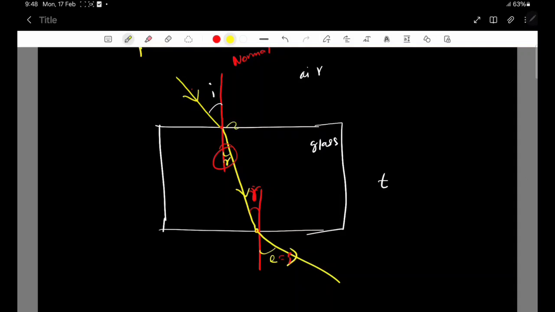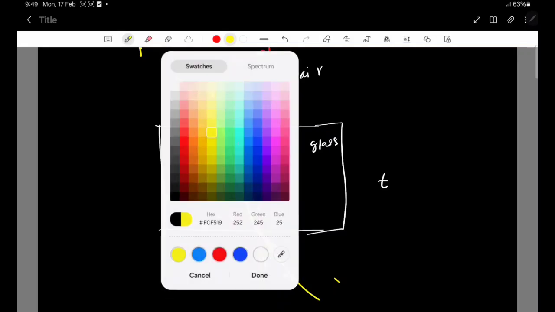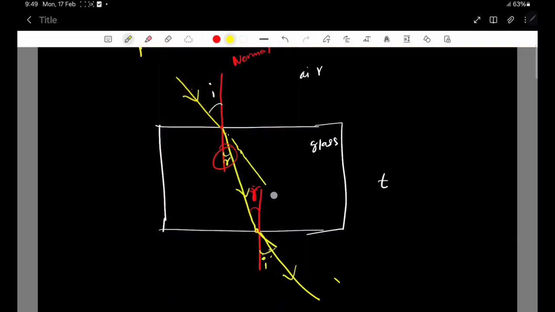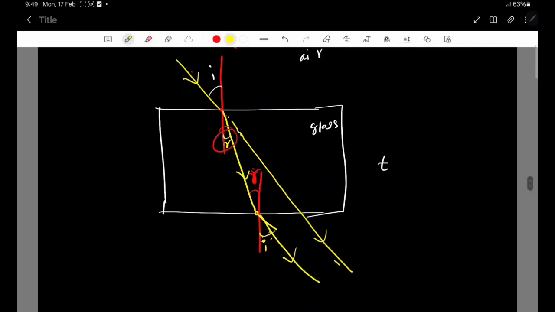if there was no glass slab in this region, this original light ray might have traveled along this way. But now we can see very clearly this emergent ray is also traveling in the same direction, but the position of the light rays is shifted laterally a little bit.